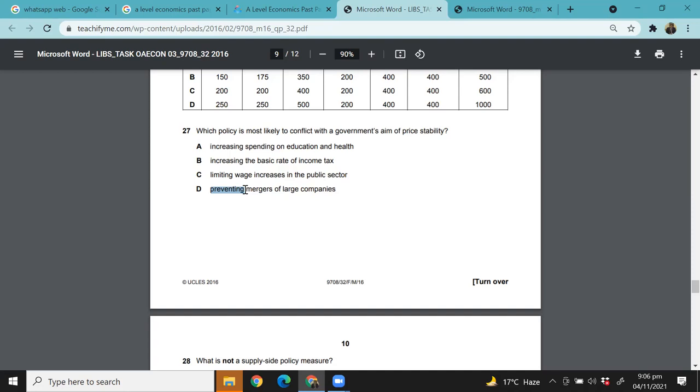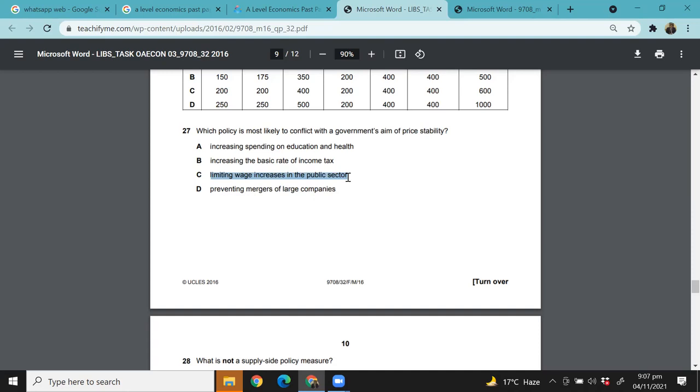right? Are you getting how they play with the words? You have to be really careful what each of the options is referring to. So it is preventing a merger, so obviously prices will not rise that much. And limiting wage increase. Again, think about this. When wages are increasing, what happens? People have more affordability. When people have more affordability, people spend more.